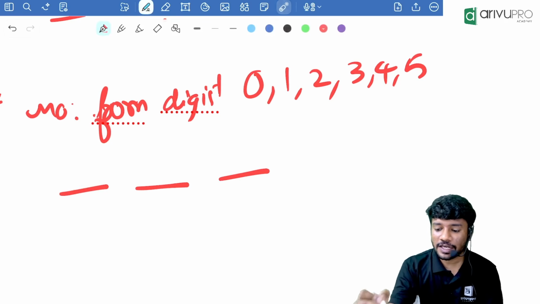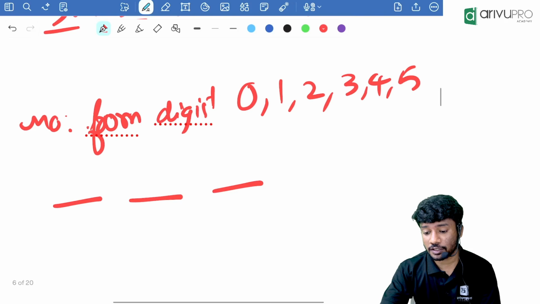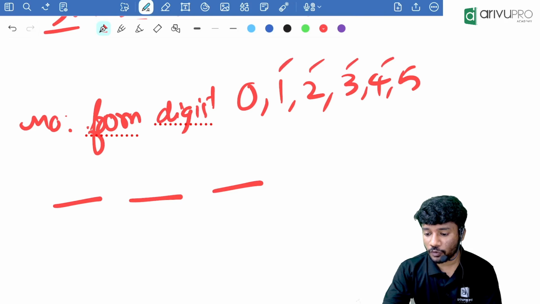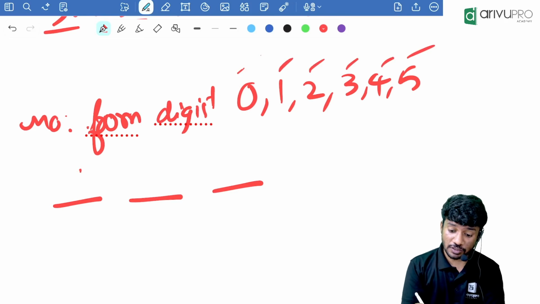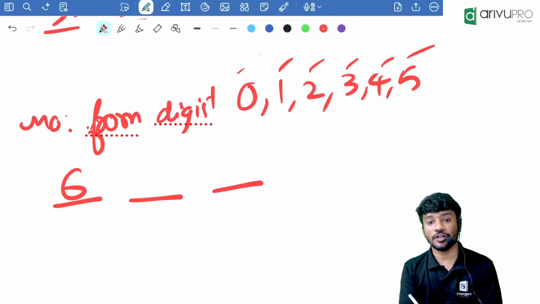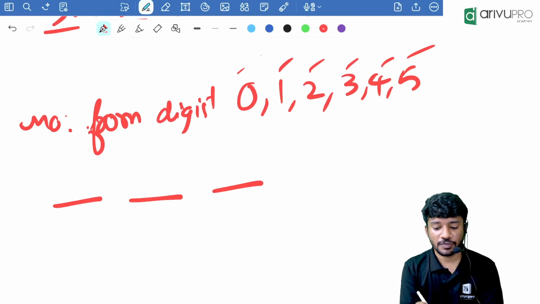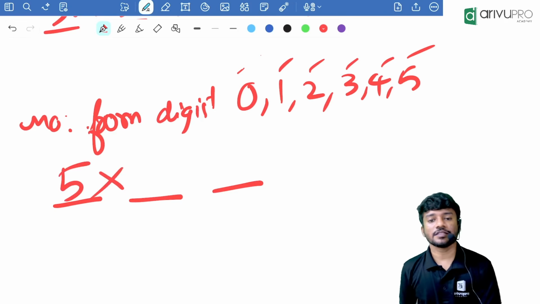No. So how many digits do we have to start off with? 1, 2, 3, 4, 5. In total, how many are there? 6 are there. Can every one of the 6 sit in the first place? No. How many can sit in the first place? Only 5 of them can sit in the first place.